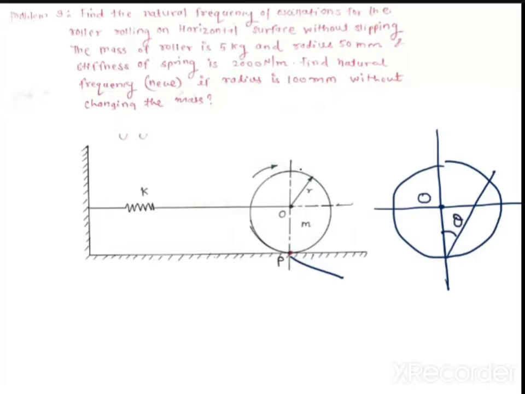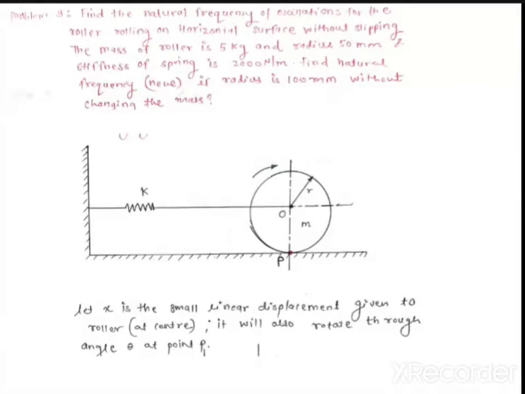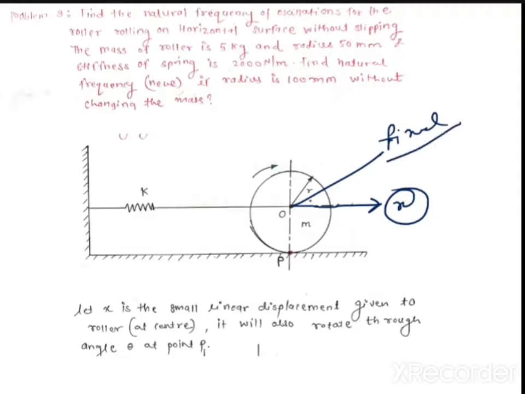Let us say I am giving a small displacement x to the center of the pulley. So what is this problem exactly? Let x be a small linear displacement given to the roller. When you give a small displacement x to the center of the roller, what will happen? Now this pulley is not fixed. Guys, try to understand that this pulley is not fixed.